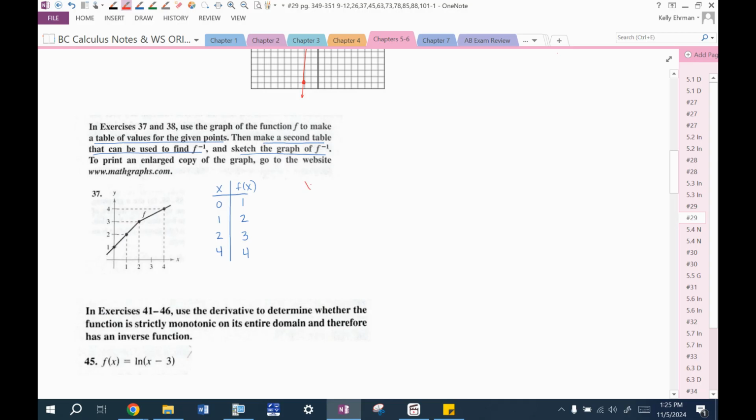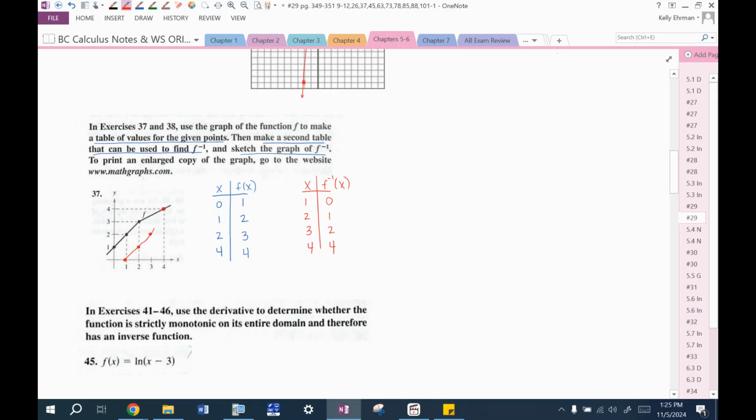So remember the relationship between f of x and its inverse function is that you just switch the coordinates, so the outputs become the inputs for the inverse. The outputs of f become the inputs for the inverse, and the inputs for f become the outputs for the inverse. And if we plot those points, here's (1, 0), here's (2, 1), (3, 2), and (4, 4).